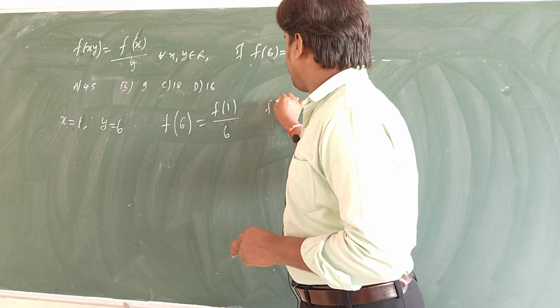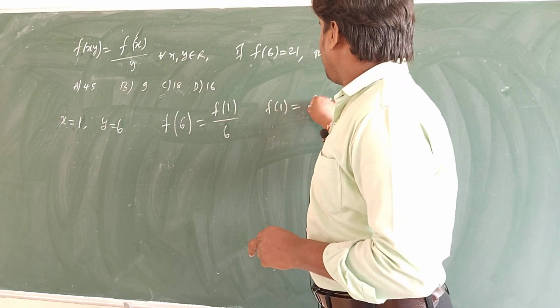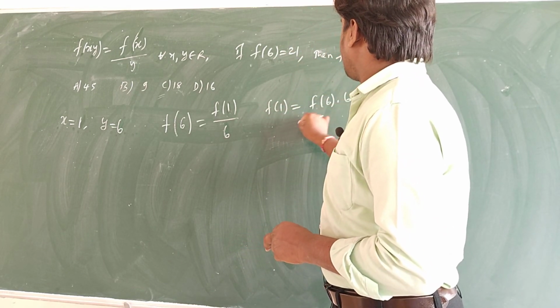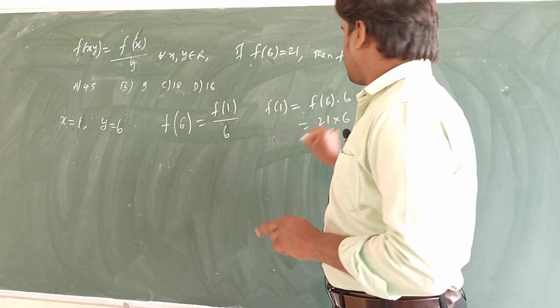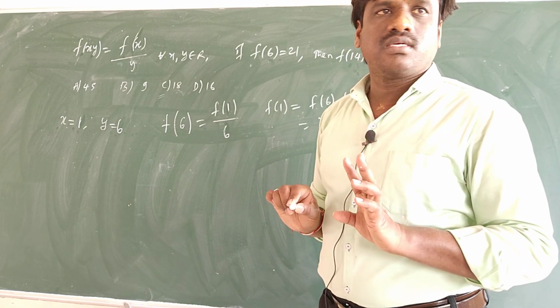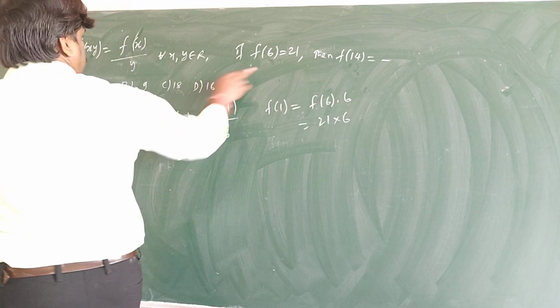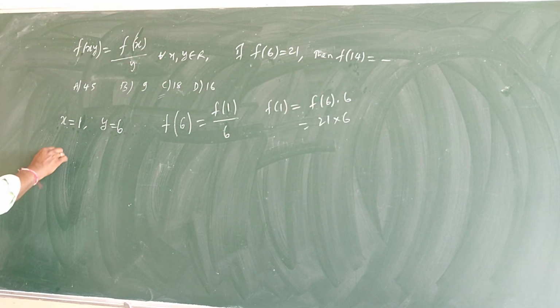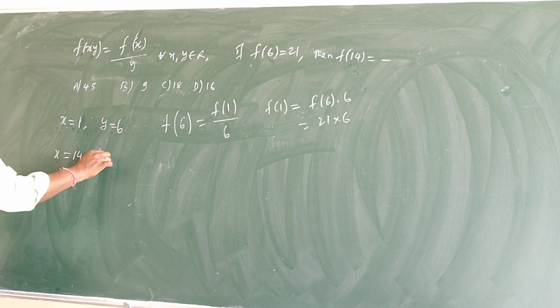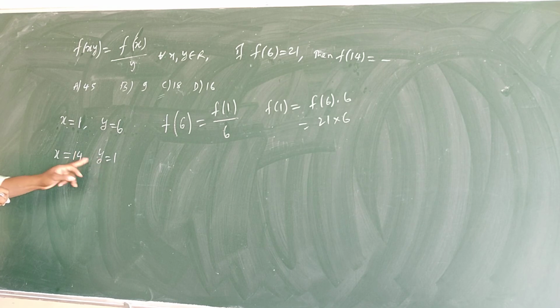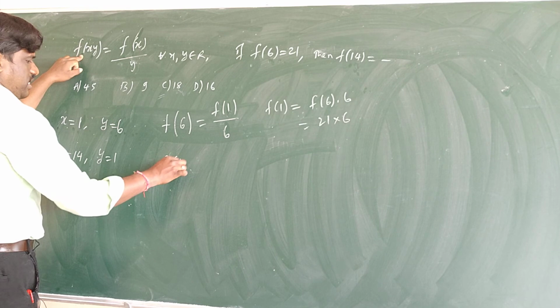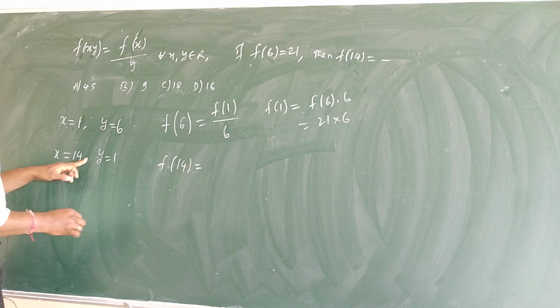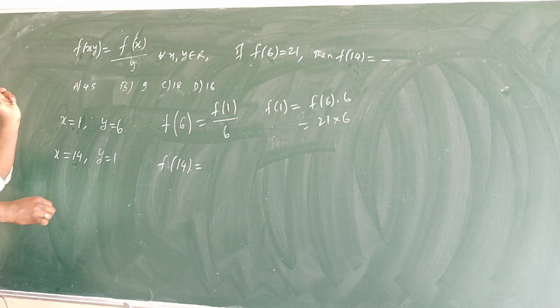So f of 1 value will be how much? f of 1 will be f of 6 into 6, that is 21 into 6. Correct? Now what I have to take here? 14 I have to get. Means I have to take x is equal to 14, y is equal to 1. Let's see. So what I get here? f of 14 is equal to what I will get here? Again f of 14, na?